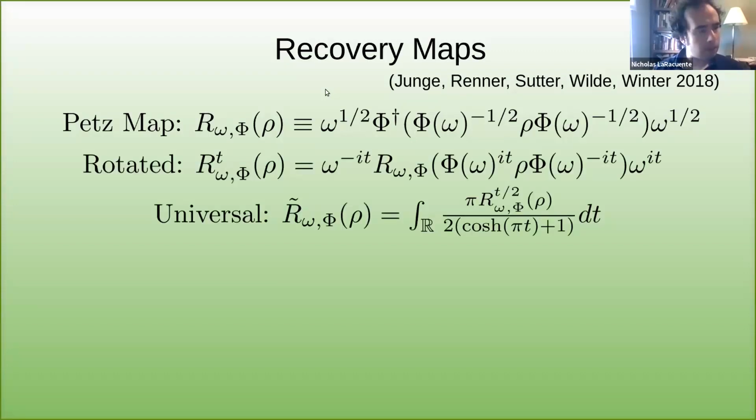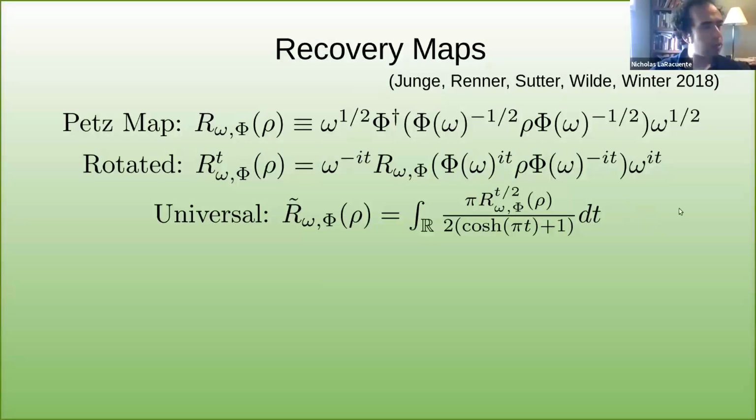Now, later came what we call a rotated Petz map, which again adds more of these sandwiching terms. And this was introduced largely because of its similarity to some constructions in complex interpolation. And quantum information theorists were seeing that complex interpolation often gives you nice results in information theory. And so adding these extra imaginary rotations made it more in line with the complex interpolation results.